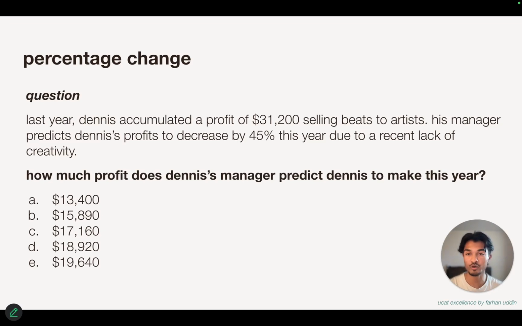All right, so let's go through this together now. So the way I like to go through these questions is to think, well, what's the new value going to be?